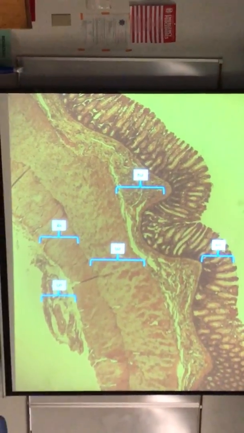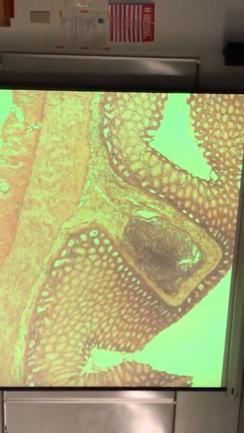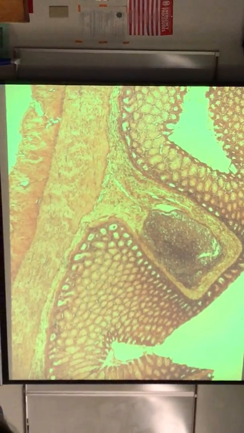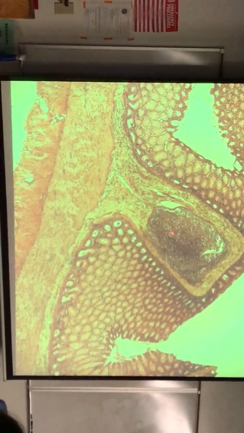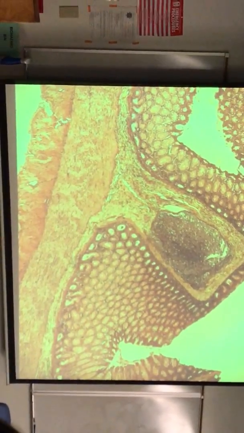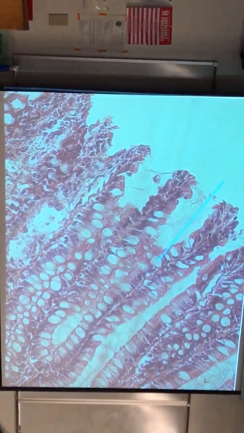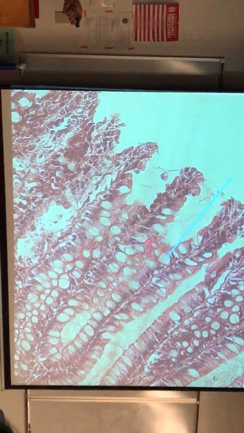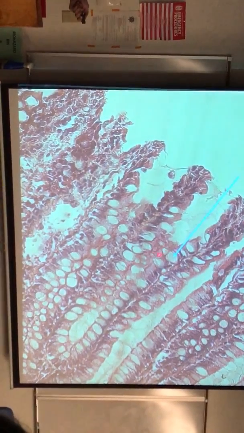Now here's a closer up view of a different part, and it has malt. See malt? Big purple splotch. Got it. Now the arrangement of the mucosa, I'm going to take a close-up view here. That's a goblet cell. The goblet cells are extremely important for the colon.